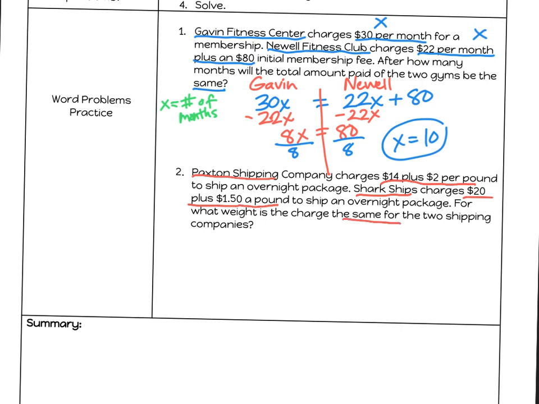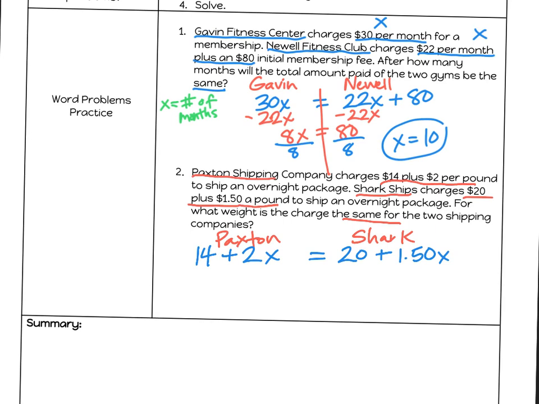Okay, so over on the left, we're going to have Paxton. Over on the right, we're going to have Shark, and we need to have an equal sign in between them. So Paxton is 14 plus a 2x because per pound. Shark Ships is 20 plus 1.50x. We can write a decimal, and we can have a decimal answer because we have a decimal in the problem. So now we're going to solve.